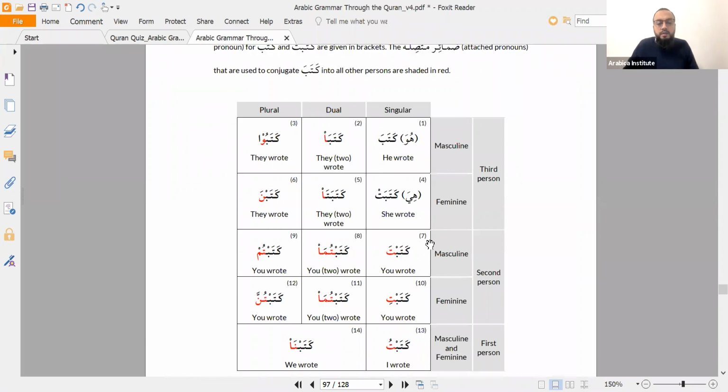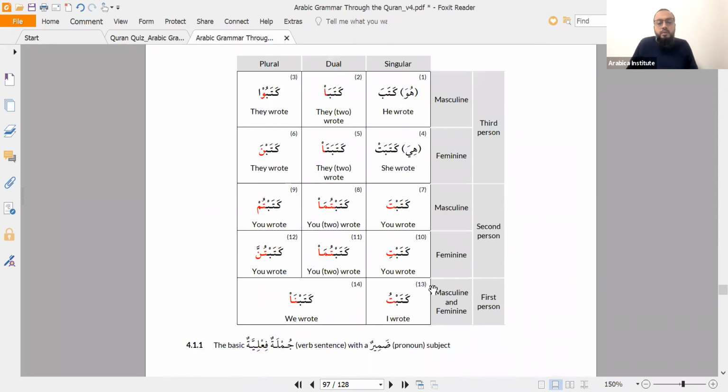So let's do this together. We used to teach this as a drill. I do not advise you to learn this as a drill. It's better to learn each of these separately and be able to access them without having to go through a drill. But if you were to say in order, you'd say kataba, he wrote, katabā, they two wrote, katabū, they plural wrote, katabat, she wrote, katabatā, they two wrote.